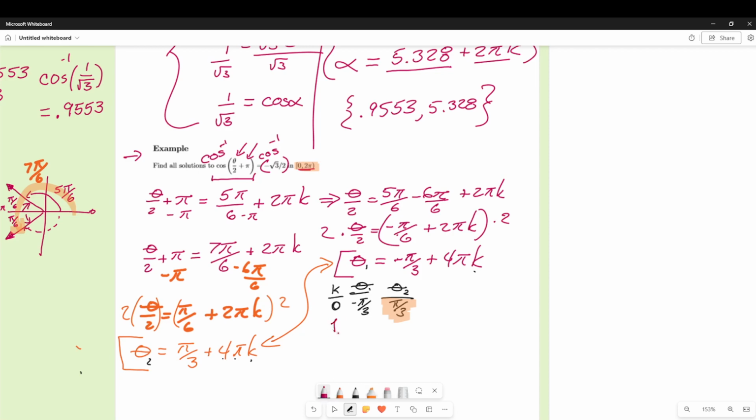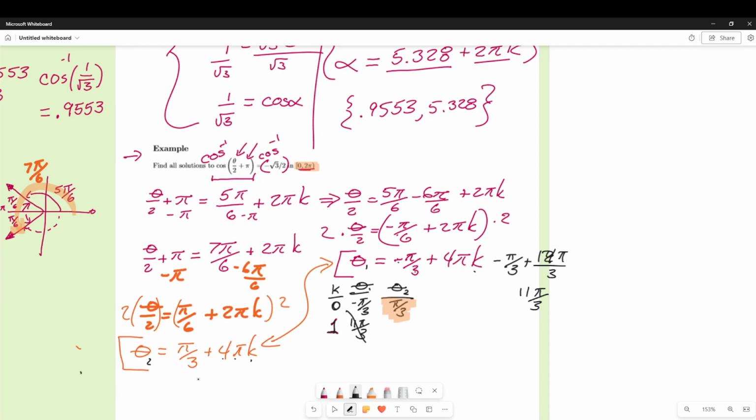If k was equal to 1, then negative pi over 3 plus 4 pi times 1, that's going to be way big. Negative pi over 3 plus 4 pi. Get common denominators, 12 pi over 3 minus pi over 3 would be, what, 11 pi over 3? That's way bigger than just the first rotation. So I can write 11 pi over 3, but it's not going to be a useful solution.